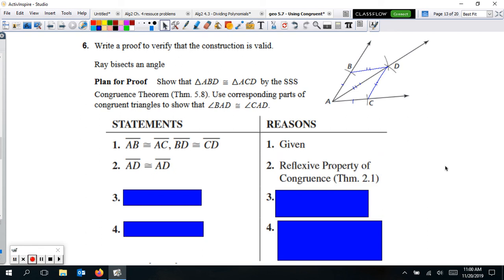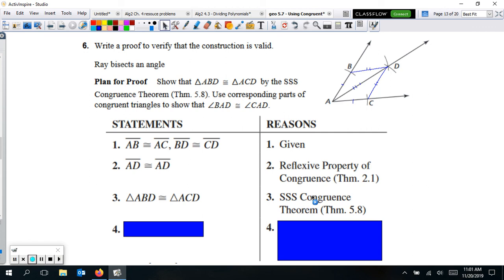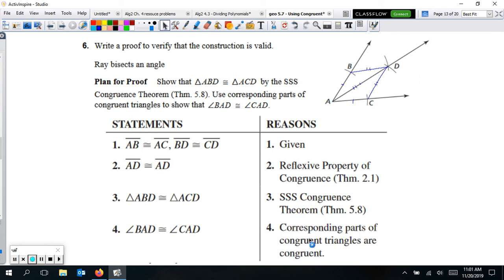All right, so then after that, we want to use corresponding parts of congruent triangles to show that other things are congruent. So it says use corresponding parts of congruent triangles to show that angle BAD is congruent to angle CAD. So BAD, this angle, and CAD, are going to be congruent angles, which would show that it bisects it. So now we can say that those two triangles are congruent with SSS, because we have side, side, side on both of them. And now we can say that these two angles are congruent, and the reason is because of CPCTC. You can just abbreviate this and write CPCTC for number 4, and that's it.